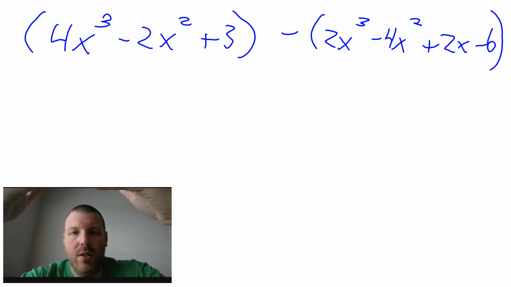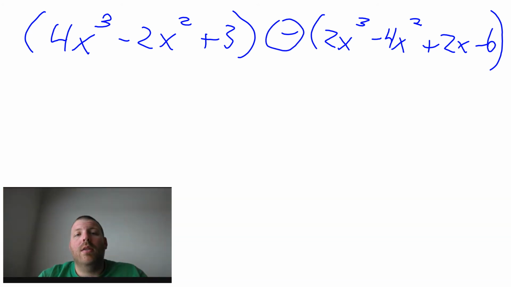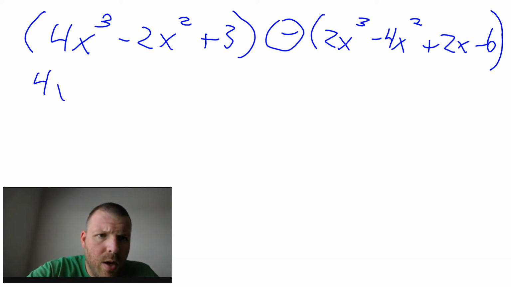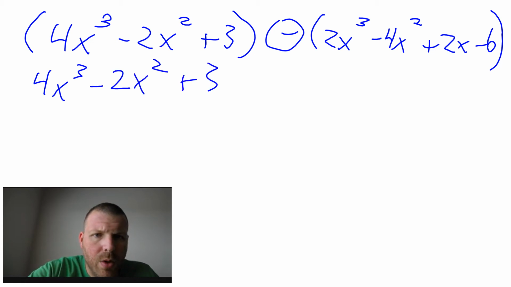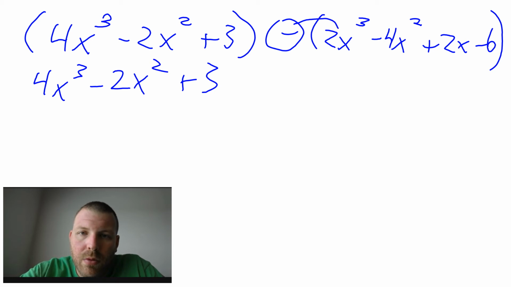Parentheses don't change anything except if there's a negative. That negative is not going to change the stuff in front of it. It's going to only change the stuff behind it. So that means everything in front can just be rewritten: 4x cubed minus 2x squared plus 3. But everything behind it is all going to change. Because what this is telling you is that you're subtracting all this part from the other part. So this negative has to go through.